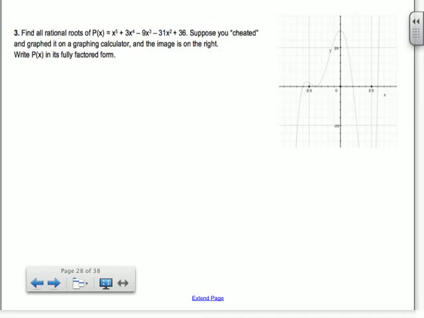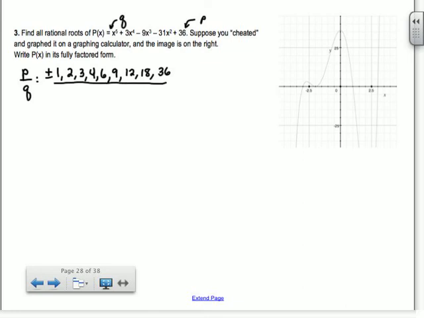Okay, so number 3, it says find all rational roots of p of x equals x to the 5th plus 3x to the 4th minus 9x cubed minus 31x squared plus 36. So if I was going to do this, my p over q, my different possibilities: factors of 36 are going to be your p values. So you would have 1, 2, 3, we're listing all the factors of 36, 4, 6, 9, 12, 18, and 36. And those are all plus or minus. And then factors of the leading term, so 1, are just plus or minus 1.